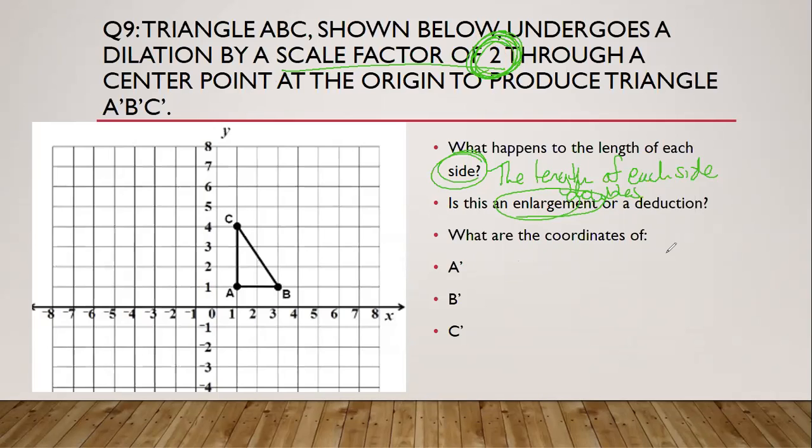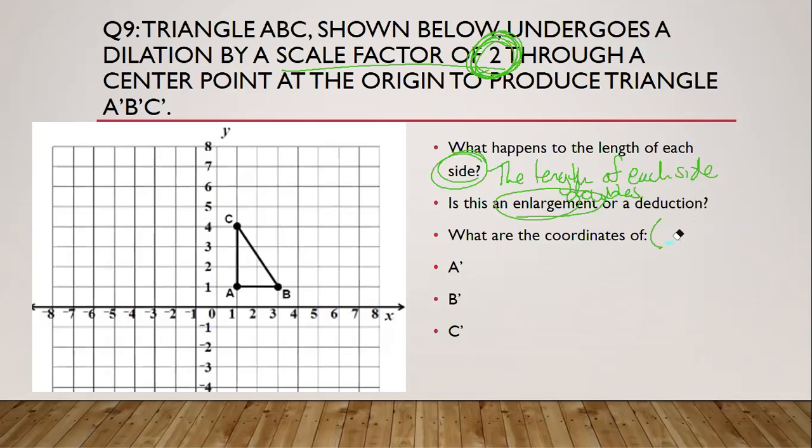And then of course we have, what are the coordinates of A prime, B prime, C prime? So if you remember, finding the coordinates for a dilation is actually really easy. The rule is always the same. You multiply your coordinates by your scale factor. Oops, hold on, I wrote that wrong, don't copy that.